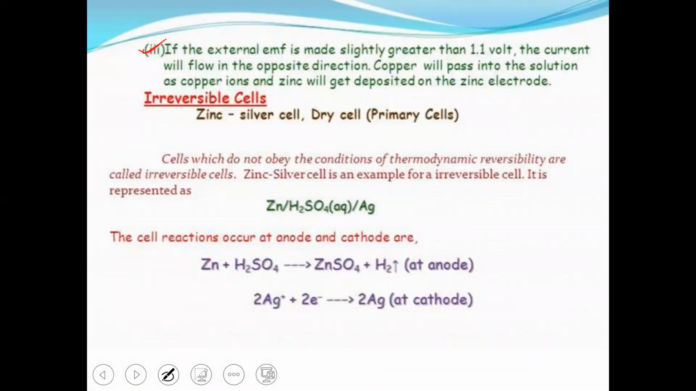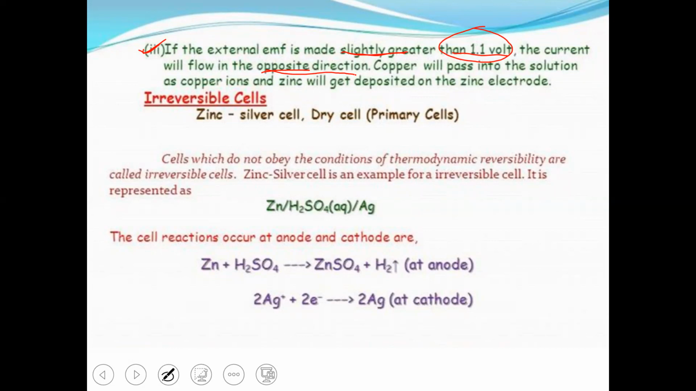Coming to the third condition. If the external EMF is made slightly greater than 1.1 volts, here also the current will flow in the opposite direction. If the external EMF is greater than 1.1 volts, that means greater than the EMF of the Daniell cell, then the current will flow in the opposite direction. That means copper will pass into the solution as copper ions and zinc will get deposited on the zinc electrode. So these are the three thermodynamic conditions.